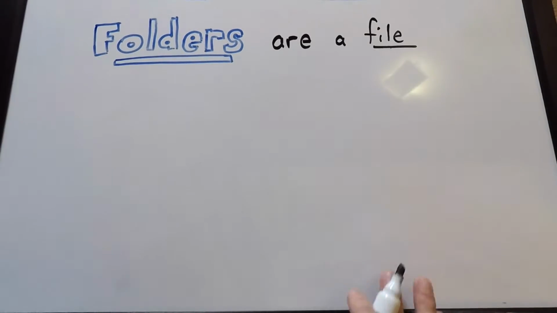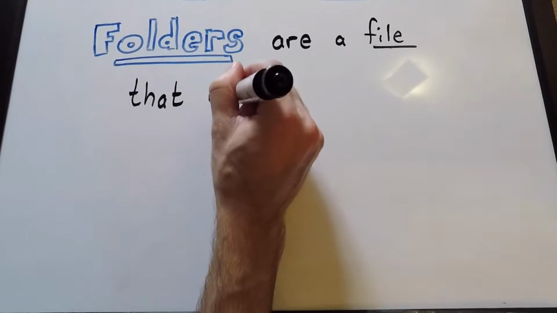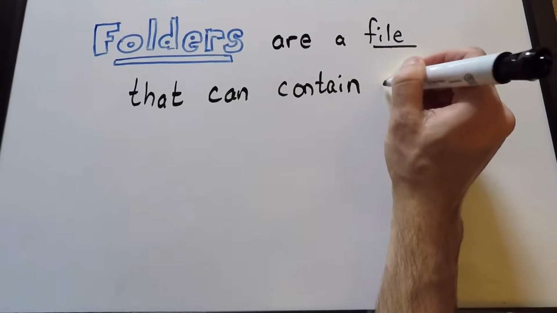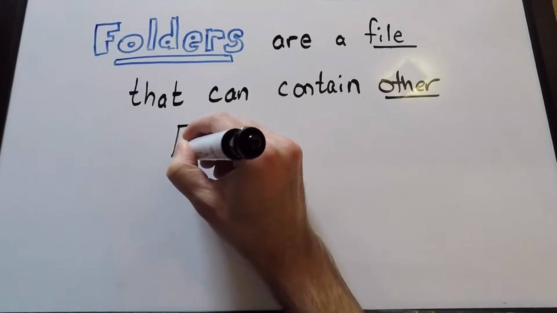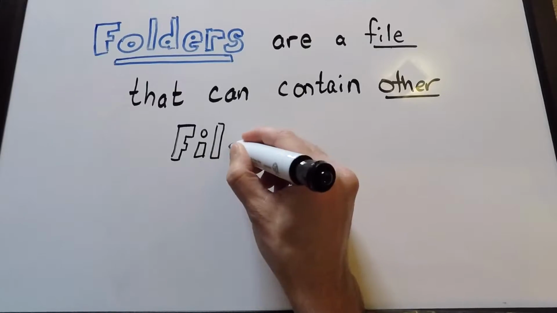Folders are actually files too. Instead of containing text, like a text file would, instead they contain other files, along with some metadata. They're used for organizing files.